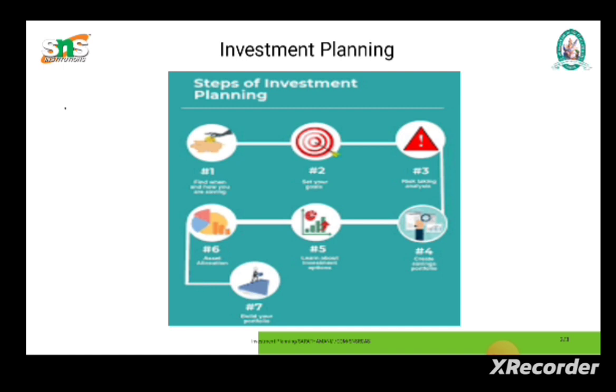The next step is to create a savings portfolio. After determining goals and risk-taking appetite, the next step in the investment plan is to create a savings portfolio. One should have a diverse portfolio which includes many investment vehicles such as stocks, gold, bonds, fixed deposits, real estate, etc. The main purpose of a diversified portfolio is to diversify the risk associated with investment vehicles.